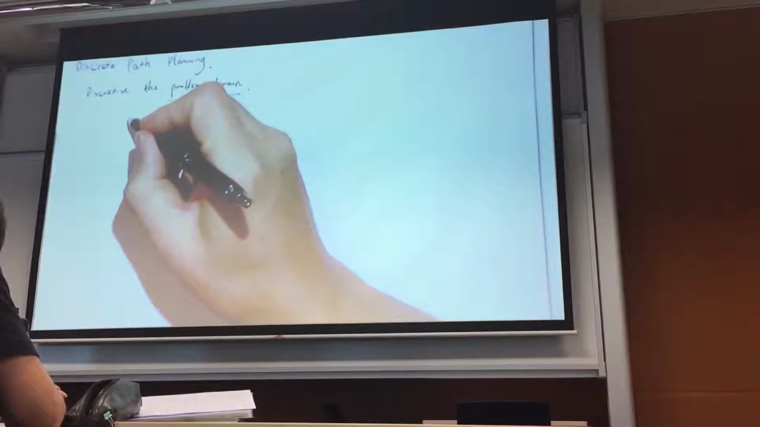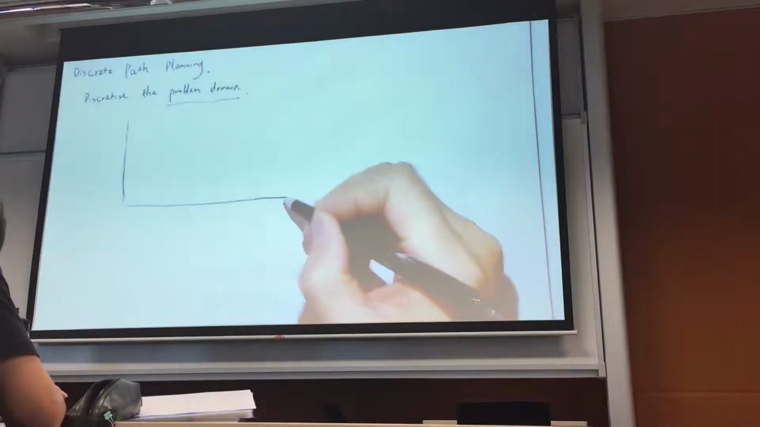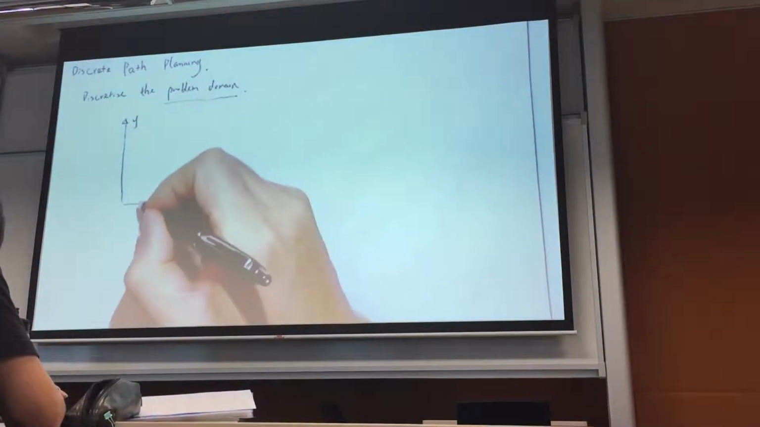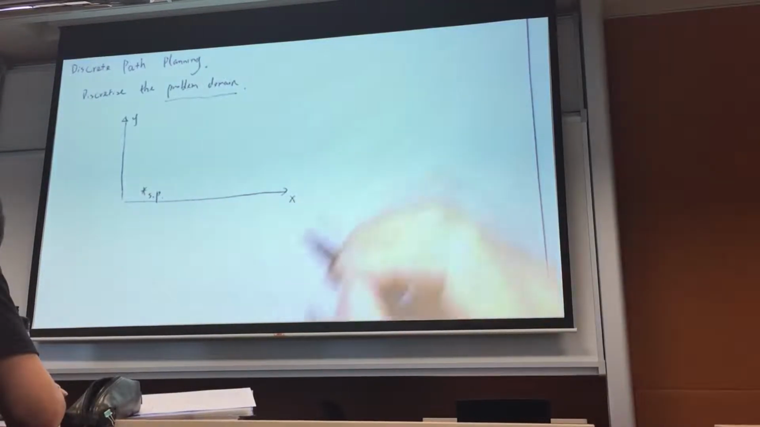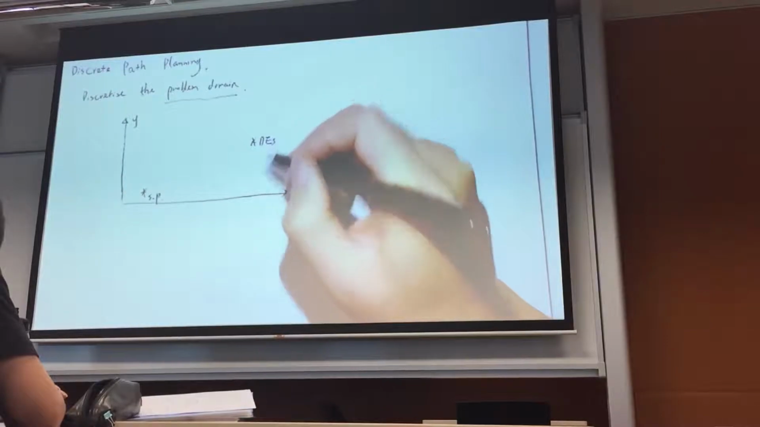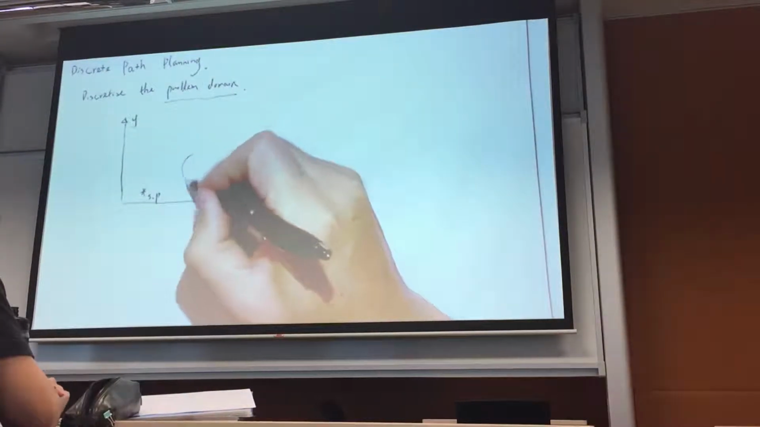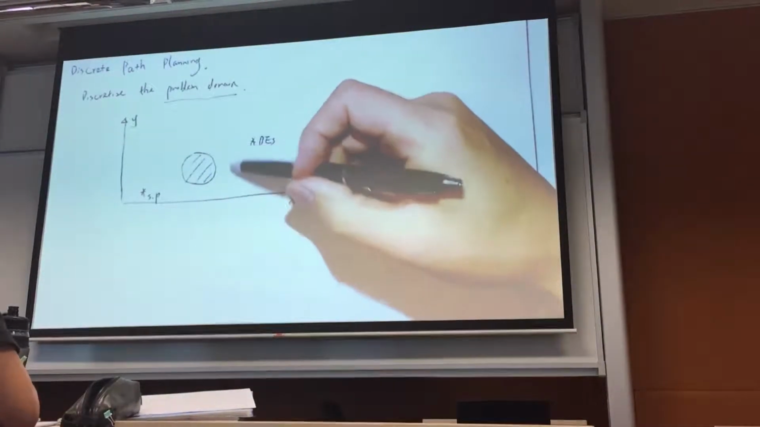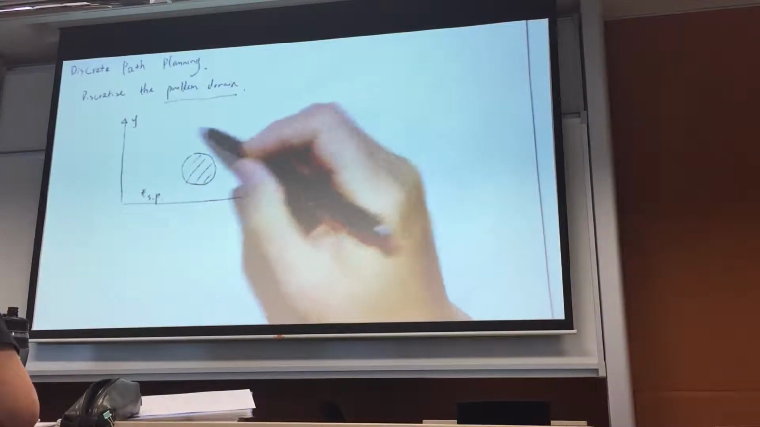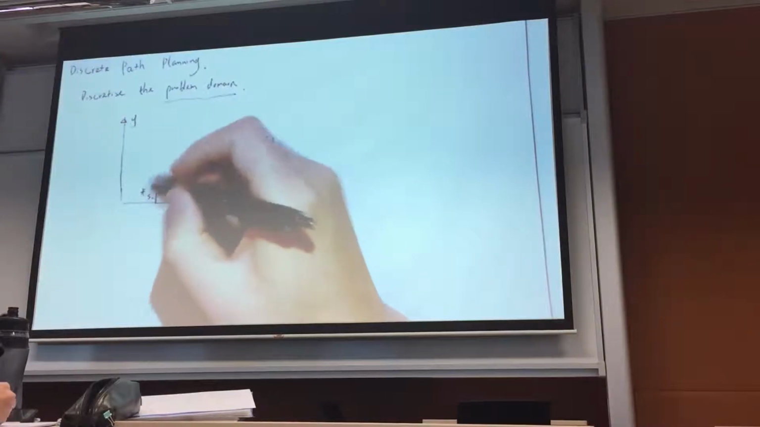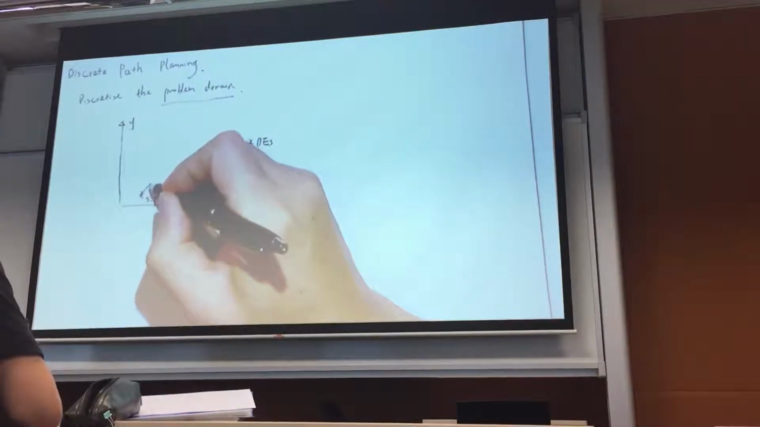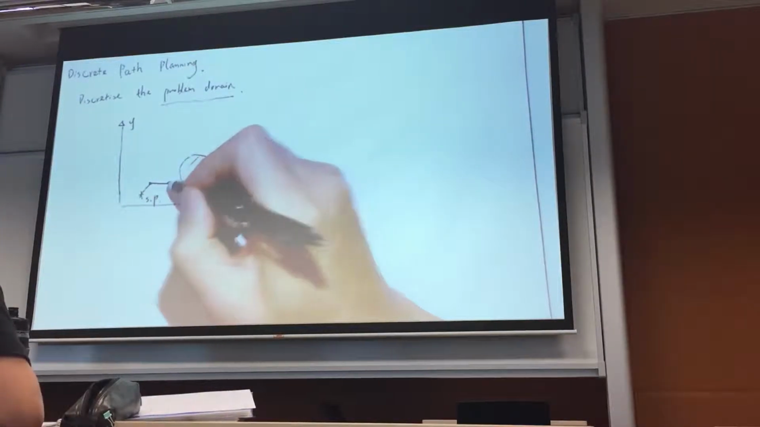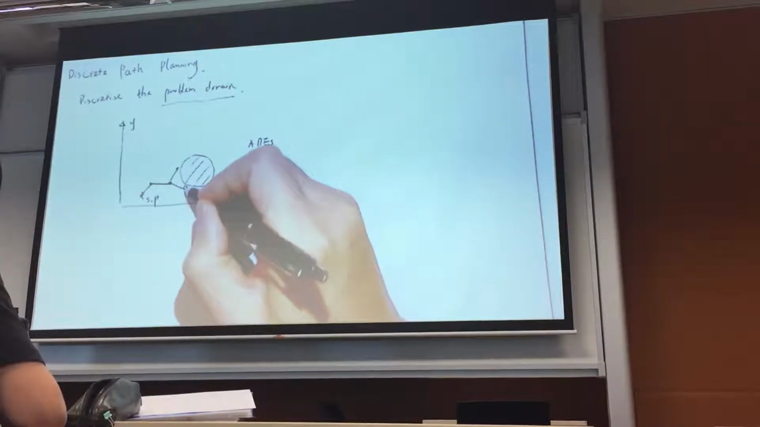The idea is like this. In a problem space, assume we have our starting point and we have our destination. Assume we have some obstacles here. The idea of this technique is to discretize the space into some grids, some nodes. For example, we divide the space into some nodes or edges like this.